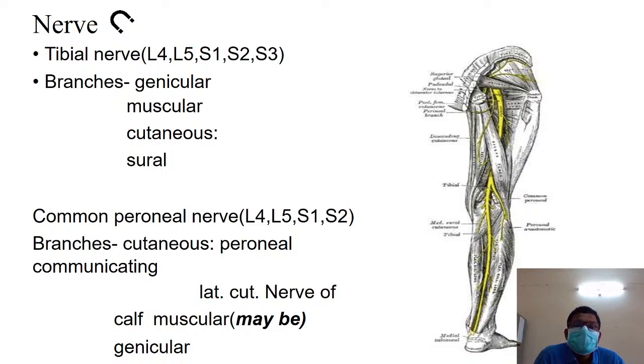As you know very well, the tibial nerve, with its root value of L4, L5, S1, S2, S3, in common with the sciatic nerve, sends genicular branches, muscular branches, and cutaneous branches, and also the sural nerve. While the common peroneal nerve, with the root value of L4, L5, S1, and S2, will give cutaneous branches and also the peroneal communicating branch called the sural communicating nerve, and also the lateral cutaneous nerve of the calf, and may give genicular branches. These are all the nerves which pass through the popliteal region.